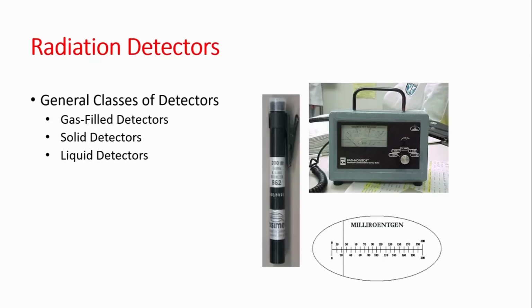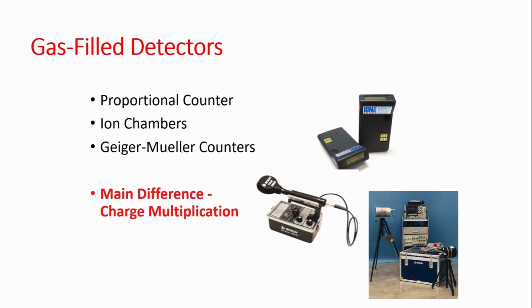Now what are the radiation detectors? I said that there is a pocket dosimeter. This is a picture of a pocket dosimeter. This is also a monitor, a gas filled detector. There are three types of general detectors: gas filled detectors, solid detectors and liquid detectors. These are also the main differences of the different types of detectors. Some are ion chamber based detectors, proportional counters, Geiger-Muller counters; these are the types of gas filled detectors.